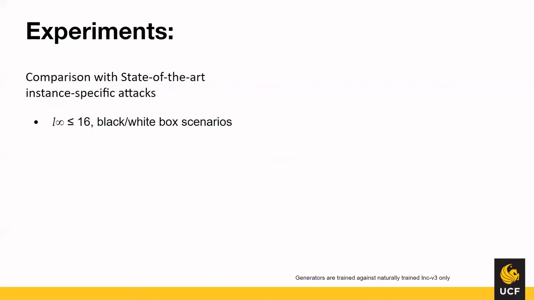The last set of experiments we're going to look at are their comparison with other state-of-the-art instance-specific attacks. So thus far, we were comparing the author's generative attack to universal perturbation methods, and the next couple slides are going to compare against instance-specific attacks like FGSM. For all of these experiments, they use a maximum perturbation magnitude of 16. And again, they're going to show experiments for both black and white box scenarios.